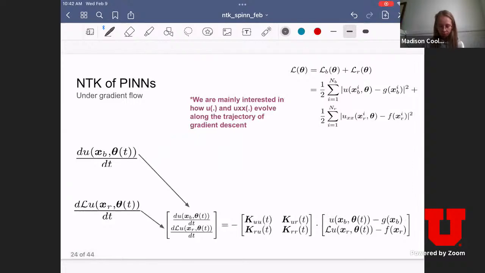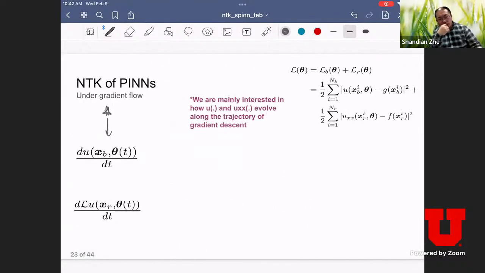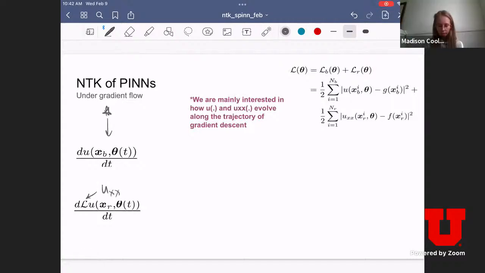And what does DLU mean? L is the differential operator. So you can replace that with UXX.